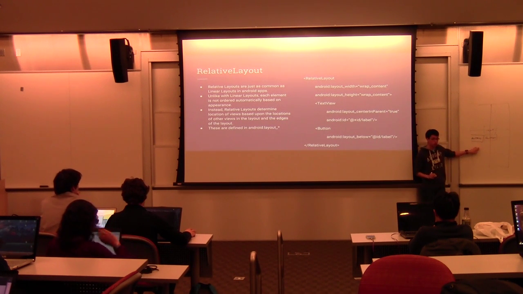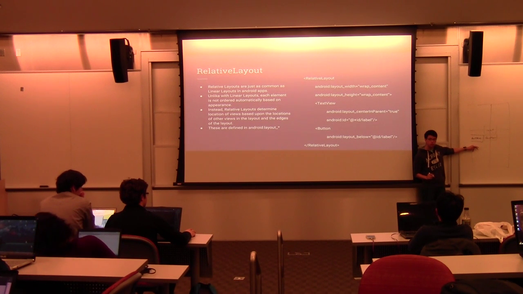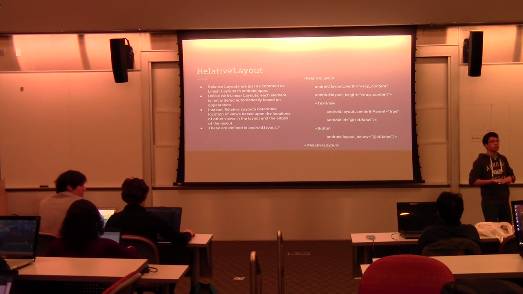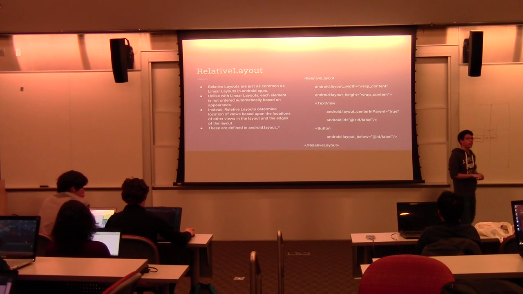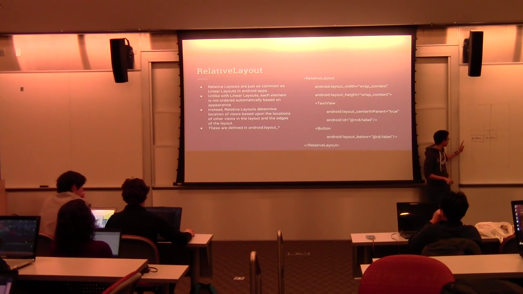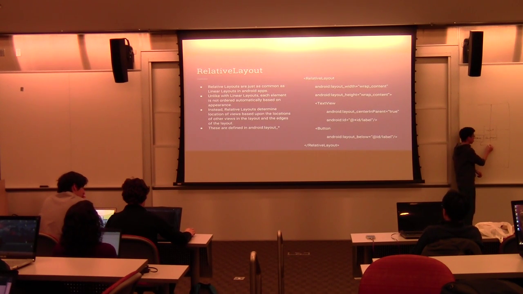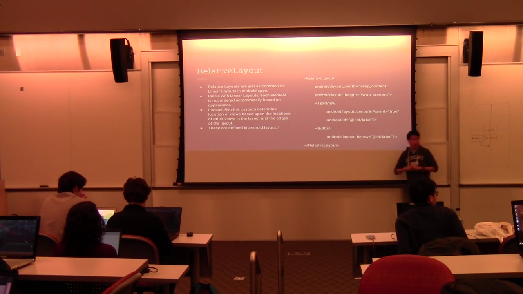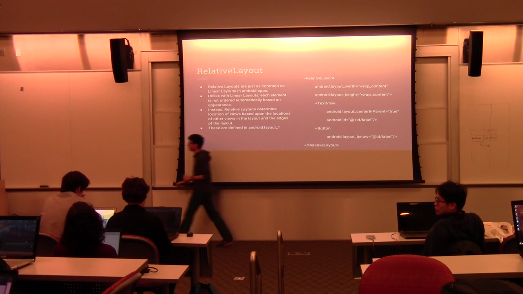Can anybody tell me why? Is it the first available position below the text? Exactly. And again, as the layout fills up, they will all fill from left to right. So in this situation, since I didn't declare the center horizontal, which I'll show later on, this button will only appear directly below the text on the far left extreme of the display. In order to get it centered, I'll have to make that declaration later. Okay, go ahead.